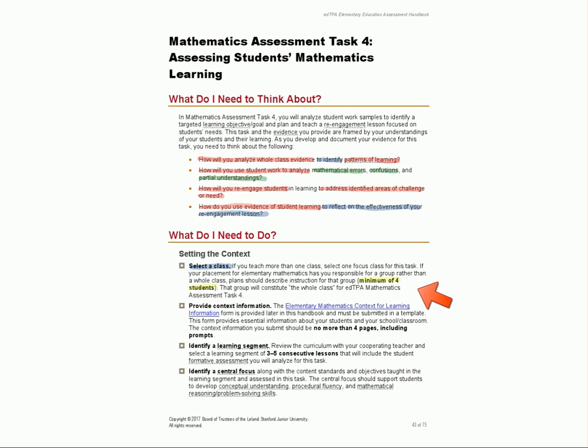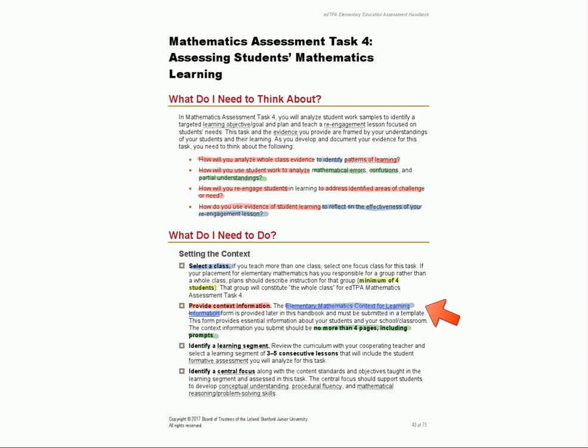So if you're teaching a group of students, there have to be at least 4 students in that group to consider it a class. Now, something particular to the mathematics task is that you need to have a mathematics context for learning. Now, you did such a thing or are doing such a thing for the literacy portion, but you need to do the similar work for the math task.